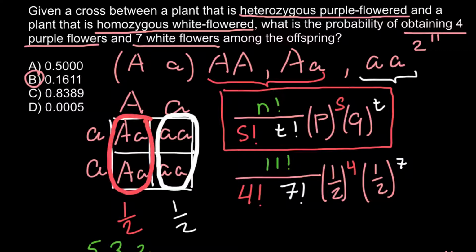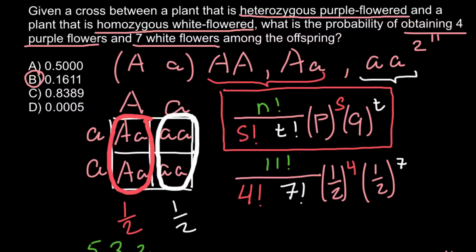And my last note would be when we have to use this formula and when we have to use just a simple calculation by multiplying all the probabilities. When we have an ordered number of events, for example, if the question would be what is the probability that the first 4 flowers would be purple flowered and then 7 flowers would be white flowered plants, in this case we have to multiply all the probabilities, so 1/2 by 1/2 by 1/2 and by 1/2, 4 times the probability of the first type of events, and then 7 times the probability of the second type of events.